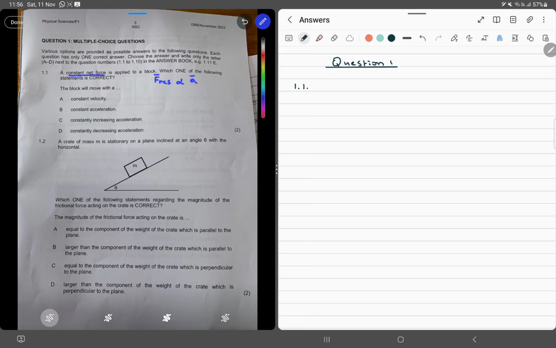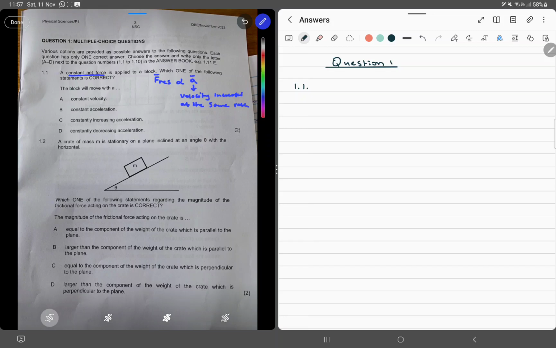Right. Now is applied to a block. So this means the block is accelerating. There is a constant acceleration. So that means velocity increases, okay, at the same rate. Okay, that's the idea being projected here. Which one of the following statements is correct?